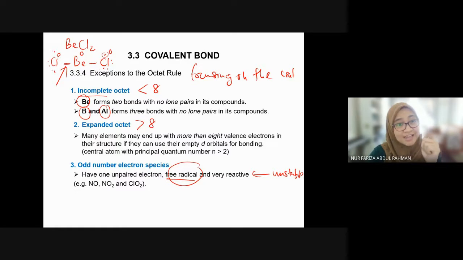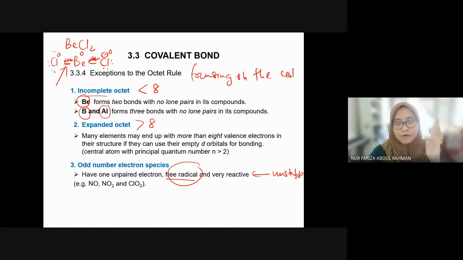If you try to form a double bond like this and calculate the formal charge, you will not get 0. So that is why you should not add multiple bonds for beryllium, for boron and aluminium. This is what we call incomplete octet.